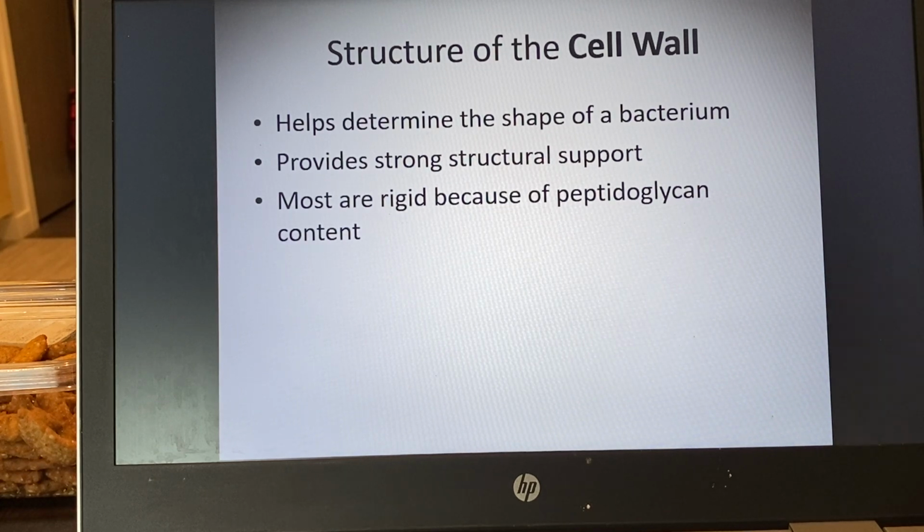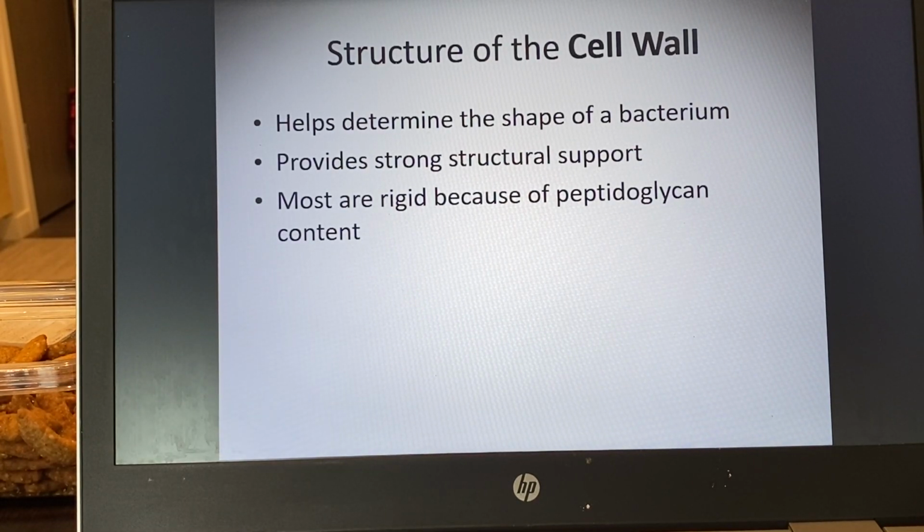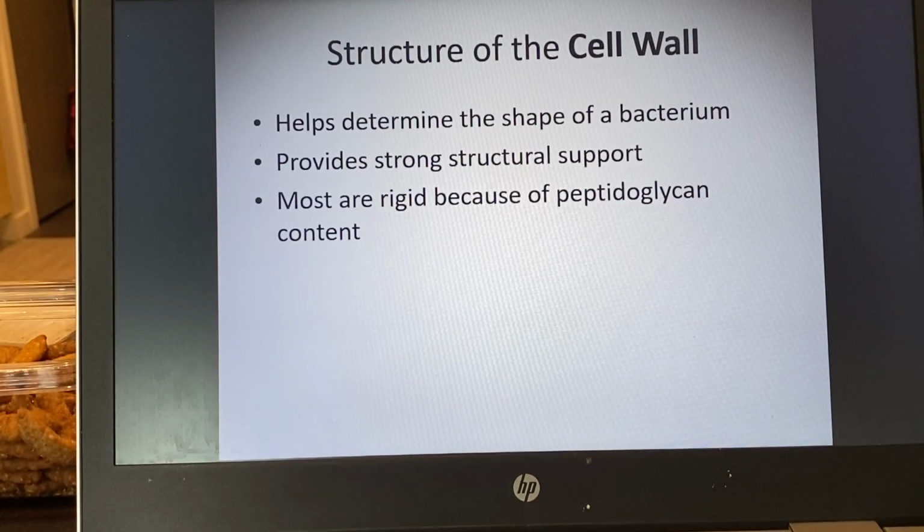So we've talked a lot about the bacterial cell wall. One thing the cell wall does is whatever shape the cell wall tends to grow in, that's the shape of the bacterium. So if it happens to grow in a circle, you have cocci. If it happens to grow in a rod shape, you have rods. If it happens to grow in a spiral shape, you have spiral-shaped bacteria. So yeah, it determines the shape. The cell wall, because of that peptidoglycan structure, is actually pretty strong. And so it provides structural support for bacteria. And it has to do with that peptidoglycan content.